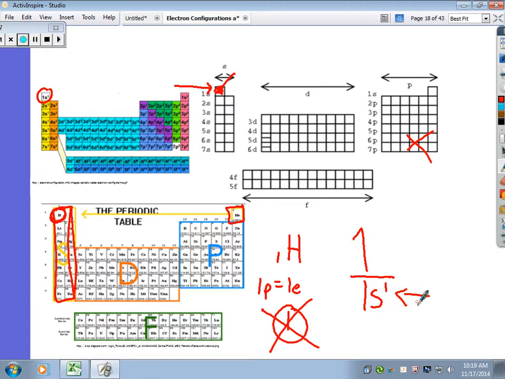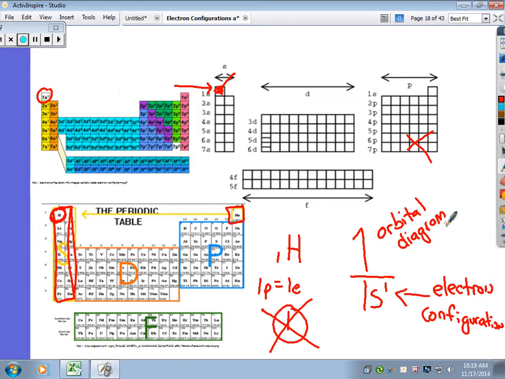This is called the electron configuration. And the arrow part is called the orbital diagram. It diagrams actually what's living in that orbital. What's an orbital again? Oh, that's right, a room. Okay? So, let's go to the next one.